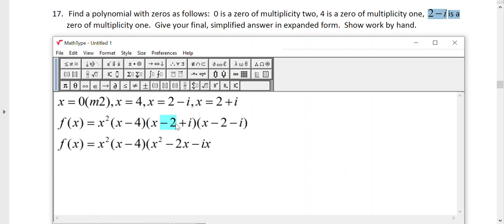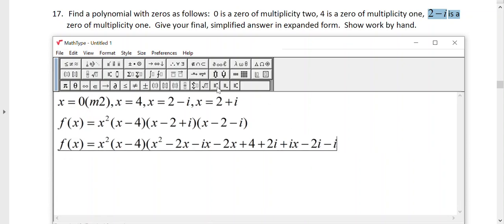Now we're going to move on to the negative 2 times each of these three things. So negative 2 times x, negative 2x. Negative 2 times negative 2, positive 4. Negative 2 times negative i, plus 2i. That finishes the negative 2, and now we're going to multiply by this positive i, each of those three things. So I'm going to have i times x, i times negative 2, negative 2i, and an i times a negative i, giving me a negative i squared. So all of that, not yet simplified, is the result of multiplying those two trinomials together.